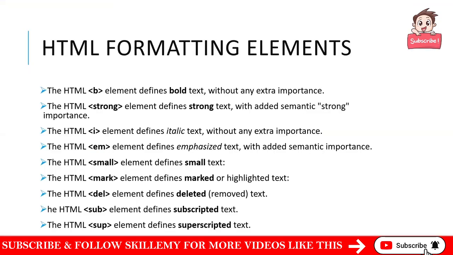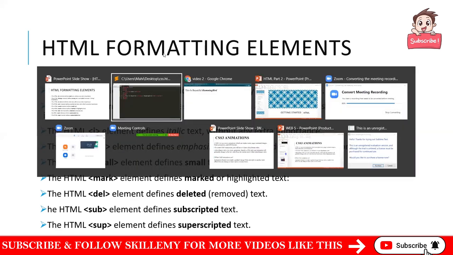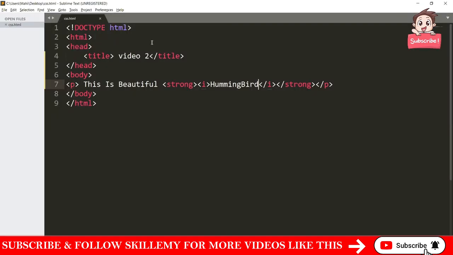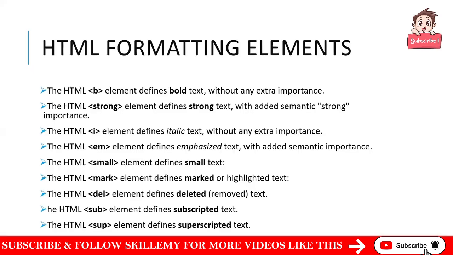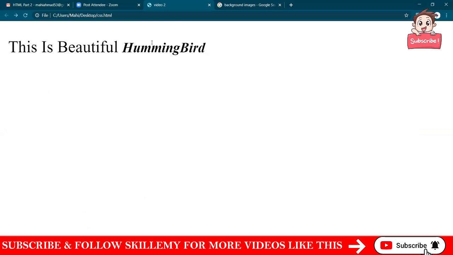So now we'll be checking out small and mark. So let us see what happens with the small. I'll again go back and delete this and write small, and then write hummingbird again. Saving it and Control plus R. So it became smaller than the previous font size that we had.